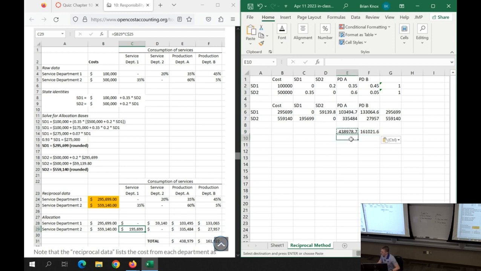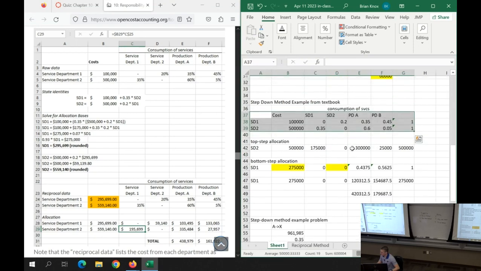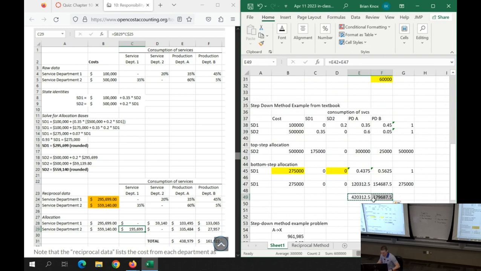Okay. Looks like it all works the same. All right, now I want to take some numbers here.